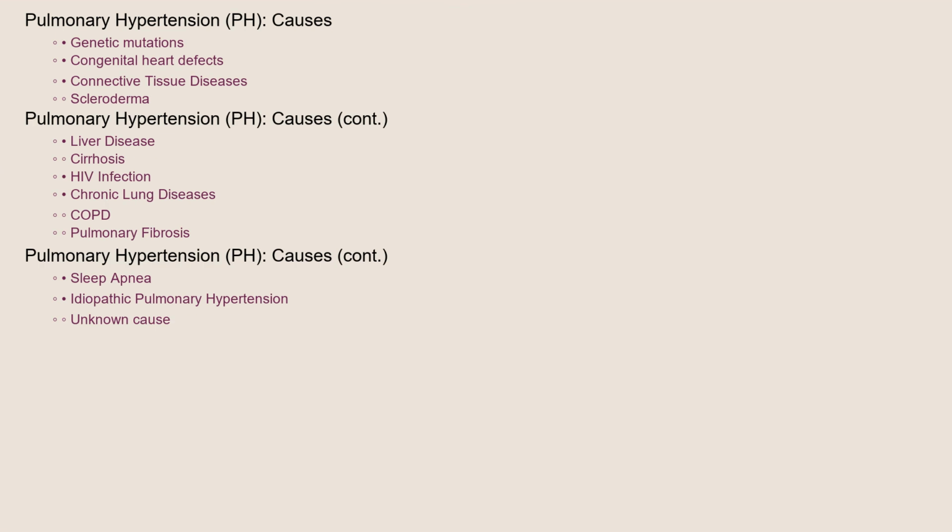Pulmonary hypertension, or PH, can stem from a variety of underlying causes. Some individuals inherit genetic mutations that predispose them to the condition. Others develop it due to other medical conditions, such as congenital heart defects, connective tissue diseases like scleroderma, liver disease like cirrhosis, HIV infection, chronic lung diseases like COPD and pulmonary fibrosis, and even sleep apnea. In some cases, the cause remains unknown, a condition referred to as idiopathic pulmonary hypertension.